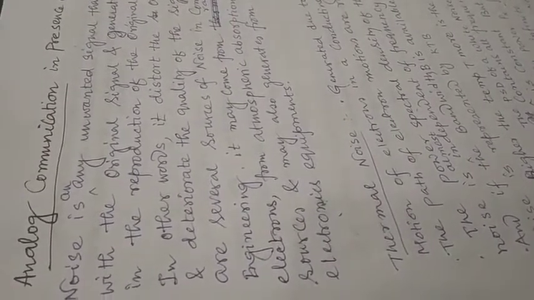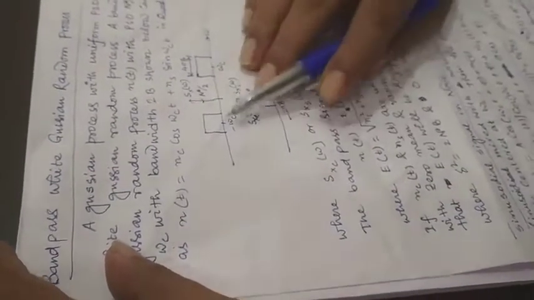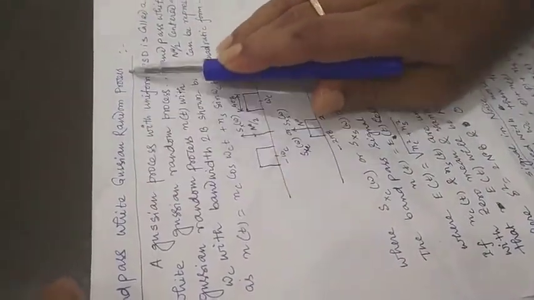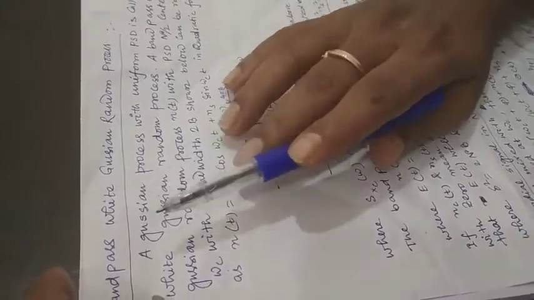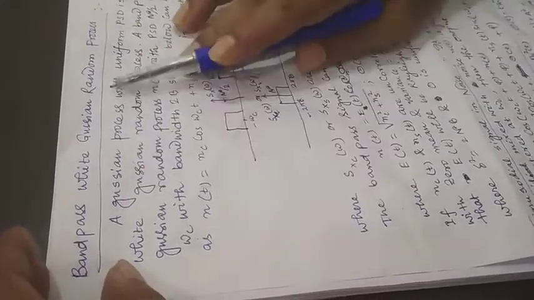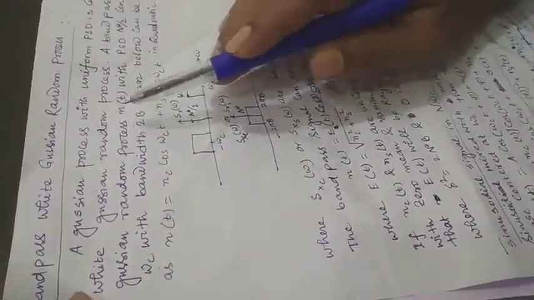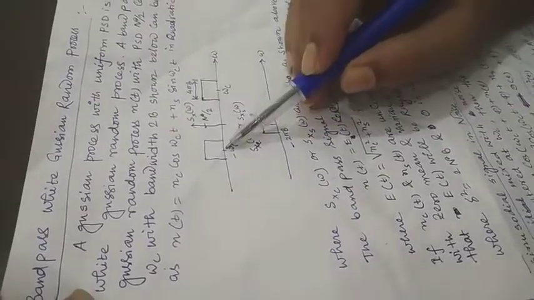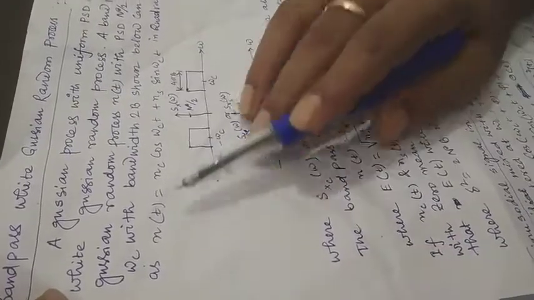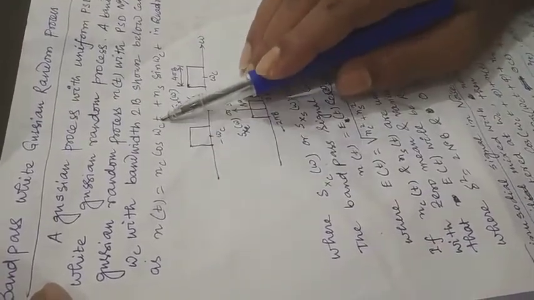Before we start about a particular type of modulation, we'll consider in our discussion a bandpass white Gaussian random process. And like the bandpass random process, here also its power spectral density can be represented by this, and using the quadratic form, n(t) can be written as Nc cos omega_c t and Ns sin omega_c t.